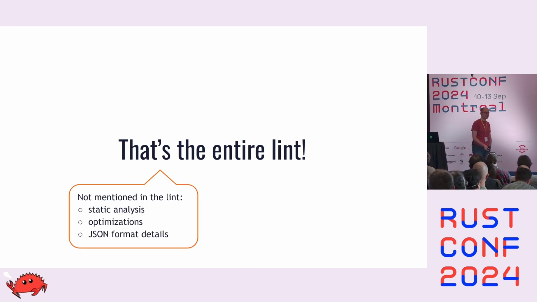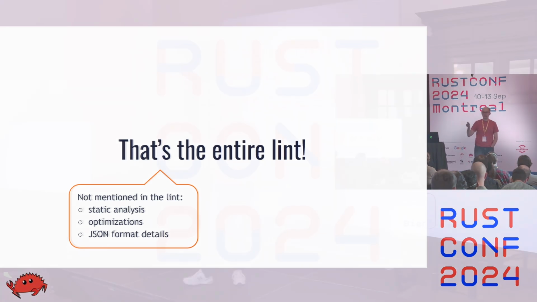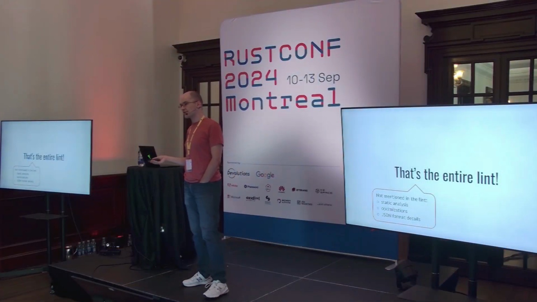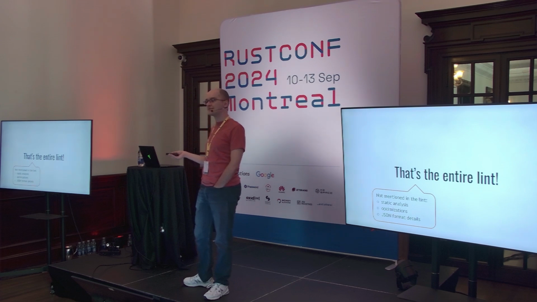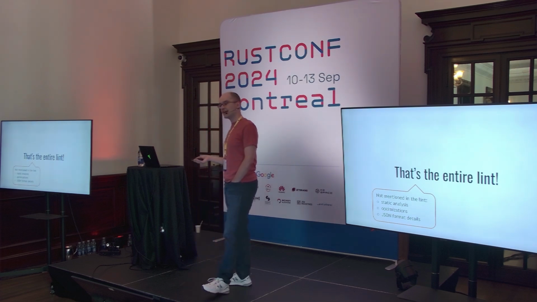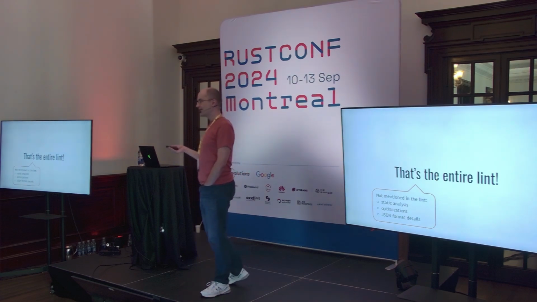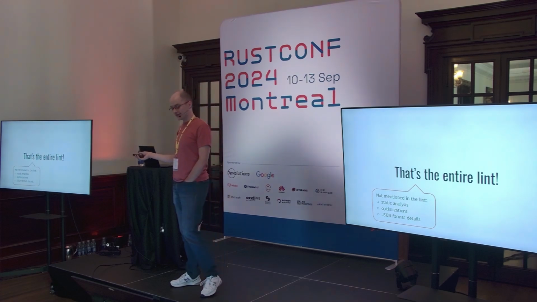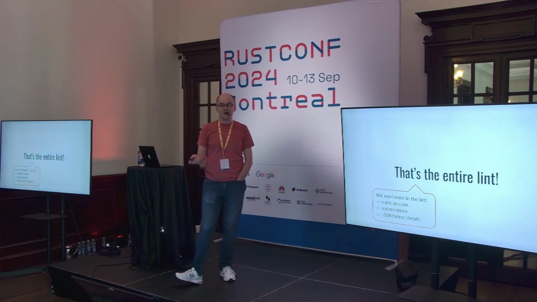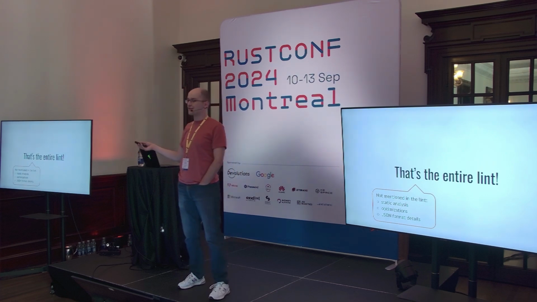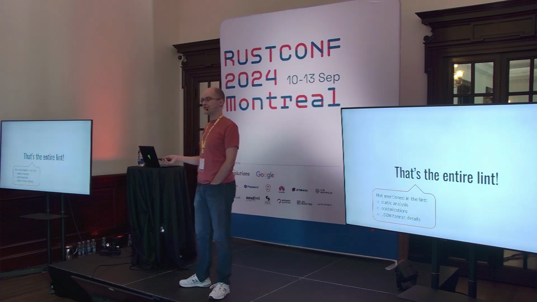But it's also interesting to talk about what isn't mentioned in this lint, because a whole bunch of static analysis had to happen to let us figure out which import names are valid for that function. That's not part of the lint. A whole bunch of optimizations needed to happen because there exist crates that have more than 400,000 items apiece. If we ran that in a naive way, that wouldn't work. There are no optimizations that are mentioned in the lint. And obviously, there's all the relevant details of the JSON format because we have to support a range of different versions. None of that was in the lint either.